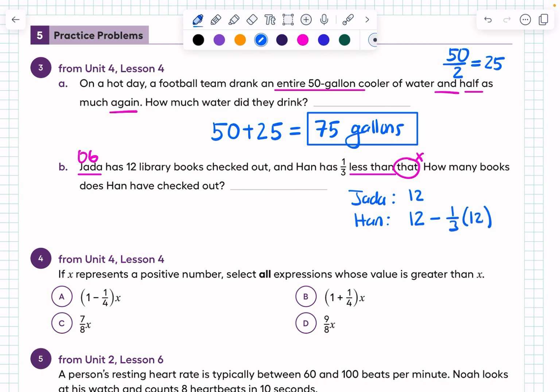Okay, so what's 1/3 of 12? Basically, you would have 12 divided by 3, right? And that would be 4. So you would have 12 minus 4, and 12 minus 4 is 8. So he would have 8 books.